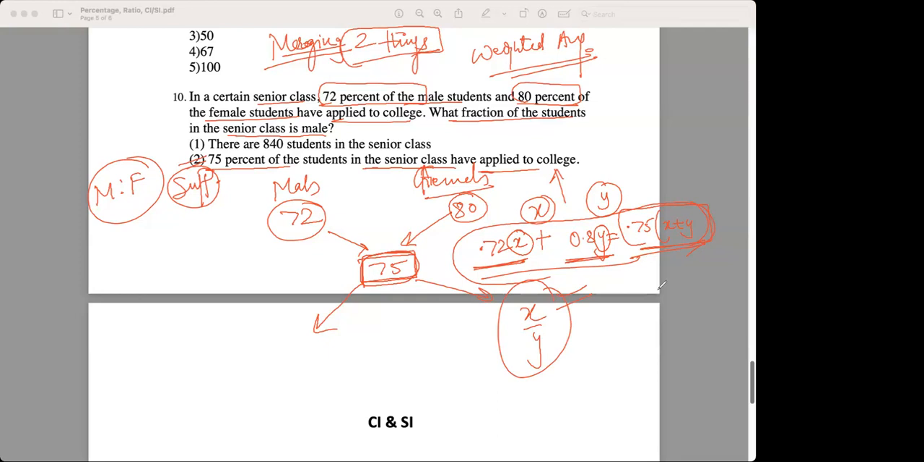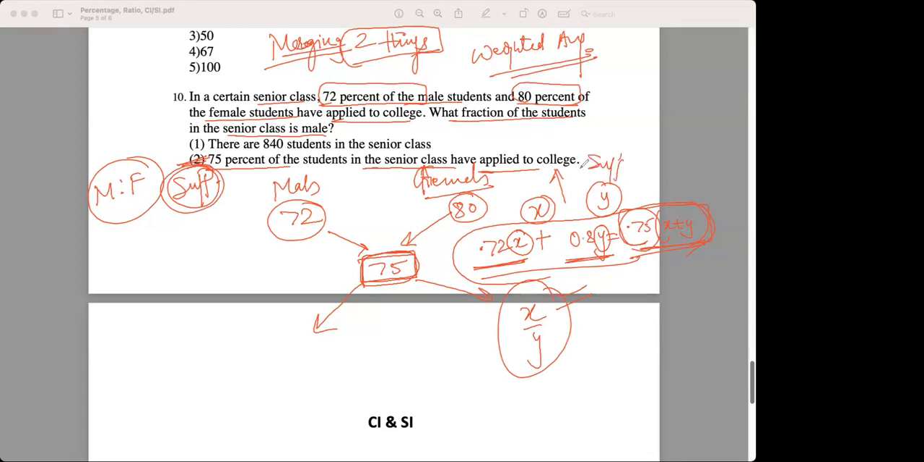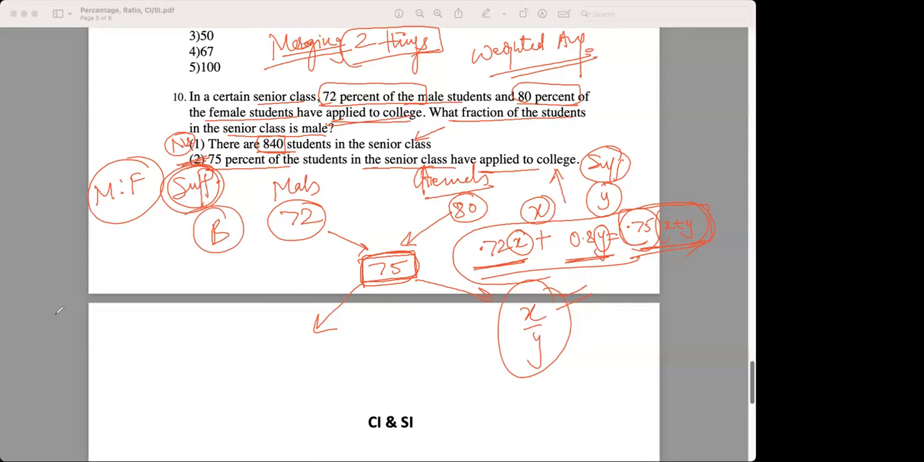We don't need the number, we need the percentage or the ratio, finally. The second statement would be sufficient. The first simply says 840 is the total number of students. Out of 840, how many have applied to college? We don't know. So clearly not sufficient. So B would be the answer. Make sense?